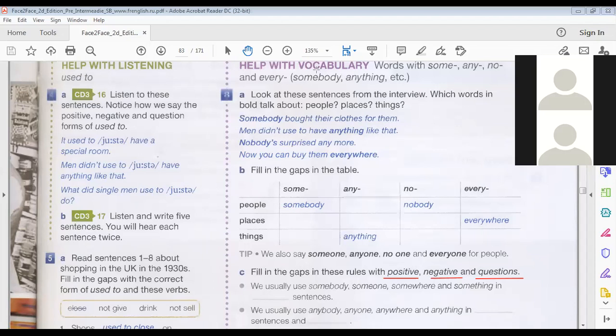Positive. That's right, Salma, yes. We use them actually in positive sentences. You're right. That's correct. So this means anybody, anyone, anywhere, and anything, we use them in negative sentences and questions, right? Negative, question. Yeah.